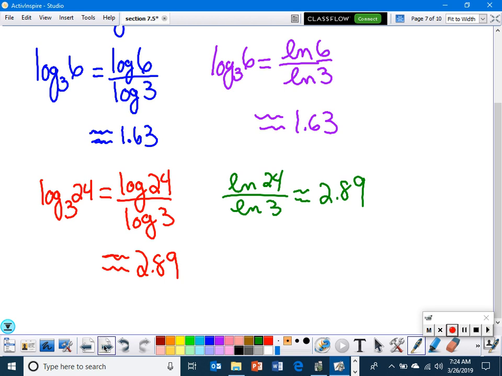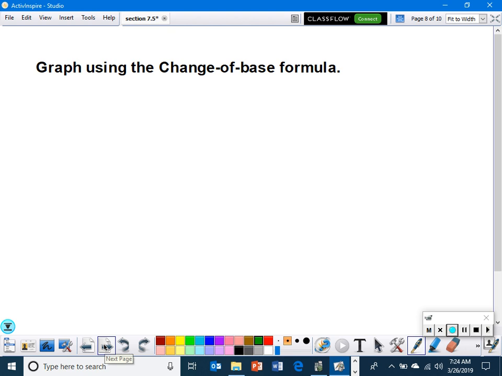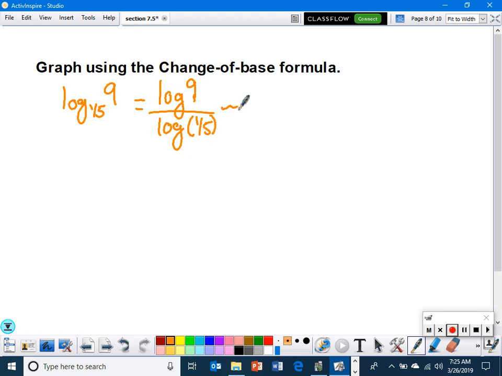All right, let's see what's next. Sometimes you actually might have a base that is a fraction, like 1/5. So log base 1/5 of 9. Just be careful with that. You still take log of 9 and you're going to divide it by log of 1/5. Just make sure you're using parentheses when you do that.